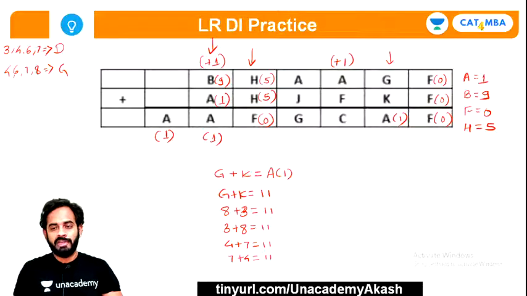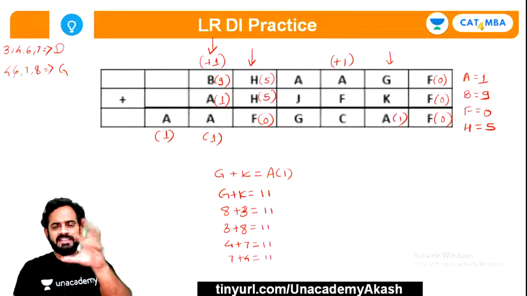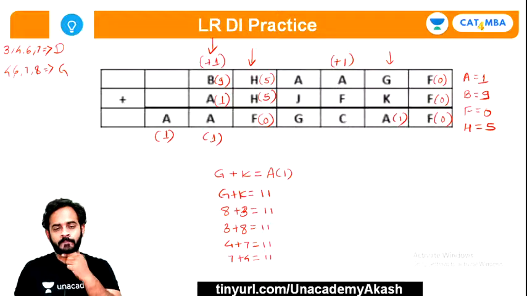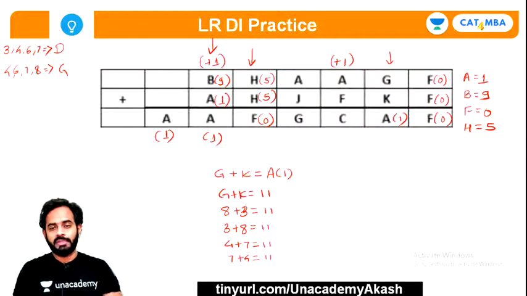Next possibility, can we take 6 and 5 now? Just tell me one thing, Anjana, is it possible to take 6 and 5, or 5 and 6? Because 6 plus 5 also you will get 11. Is it possible to have that option, 6 plus 5 or 5 plus 6? Why? Can you give me the reason why that option is not possible?